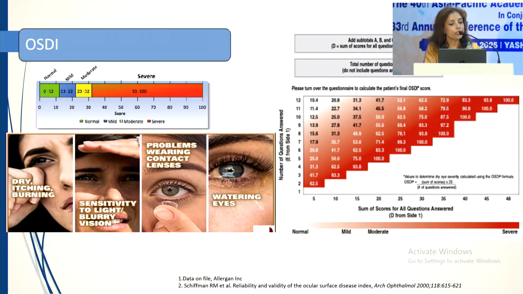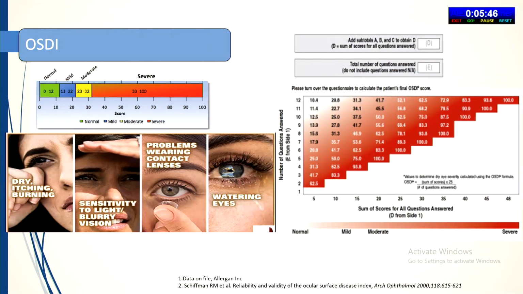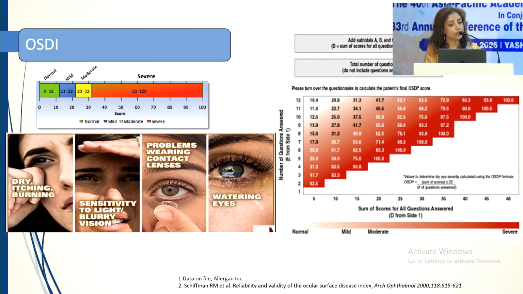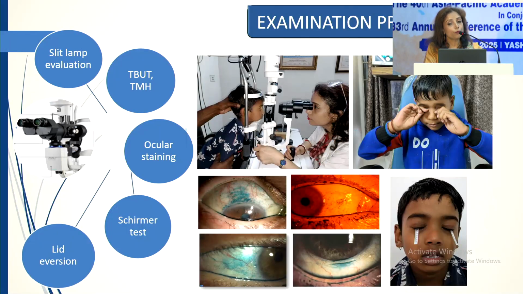The ocular surface disease index questionnaire is the one that we mostly use, and we can tell the patient that it is not just a form to fill up, it is something more important, so that they will do it sincerely, and based on that we can differentiate the symptoms as mild, moderate or severe. The examination protocol we follow is first the slit lamp evaluation, wherein we do the tear breakup time, the tear meniscus height, then the ocular staining. For staining, we have the option of rose Bengal and Lissamine green, but we prefer Lissamine green because rose Bengal is a little stingy to the eye.